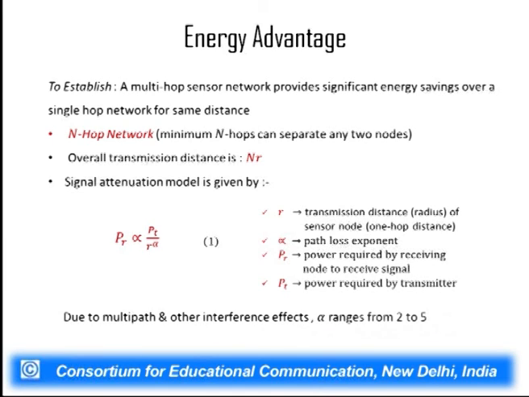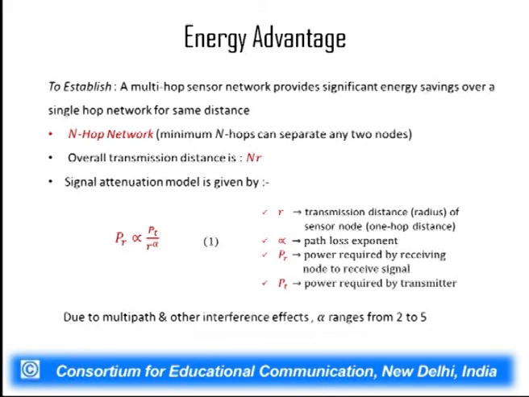Alpha is, let me remind you, the path loss exponent, as we spoke about earlier also. Alpha generally ranges from 2 to 5 depending upon the type of environment surrounding the sensor nodes. 2 means it's a free space transmission, no hindrances. And we move towards 5 if there is dense vegetation or a city or town environment with lots of buildings, malls, and tall towers, etc.